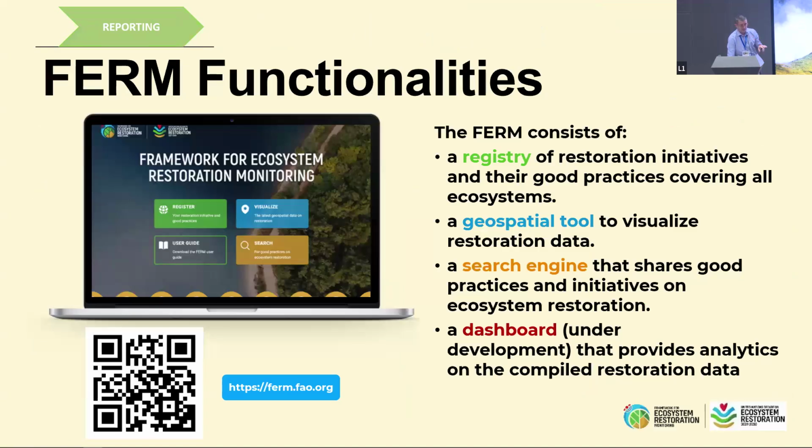So it has many functionalities. You can register your own restoration project. It has many links to different geospatial tools to help you do what you need to do. It has a search engine where we have, I think, over 1,000 restoration good practices. And we're developing a dashboard which will be linked directly to the CBD online reporting tool. So all the data systems for restoration and Target 2 are talking to each other quite seamlessly.